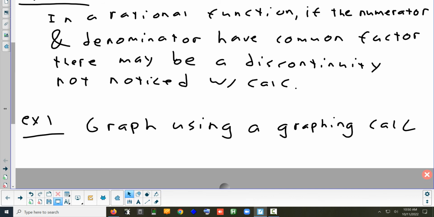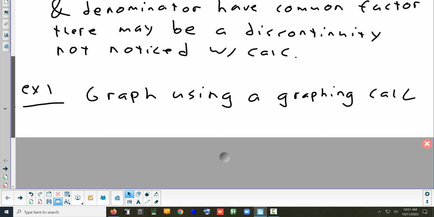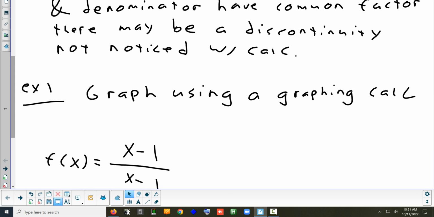So let's try a couple examples of graphing and just remember when there is a hole and when there isn't based on what I just said. So if I graph that first, it says f of x equals x minus 1 over x minus 1. What's the domain for f of x in example 1? All real numbers besides 1. And since 1 isn't in the domain, can you tell me what's going to happen at 1?